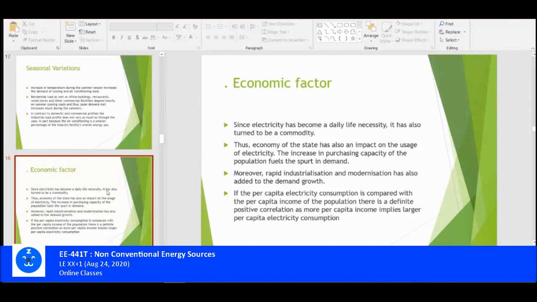So they try to spend more on things other than simply food, grain, housing, or essential items. Now, this goes into the increment of energy consumption. This is the meaning of this point.